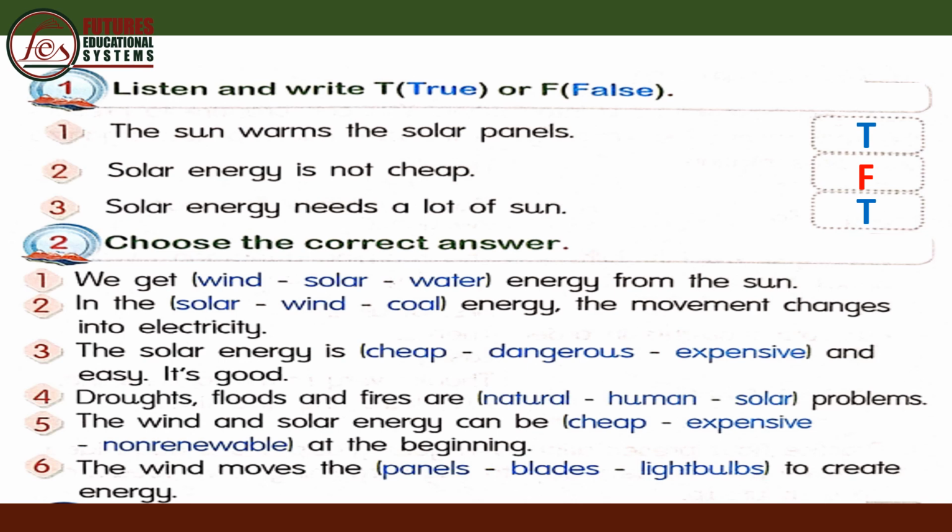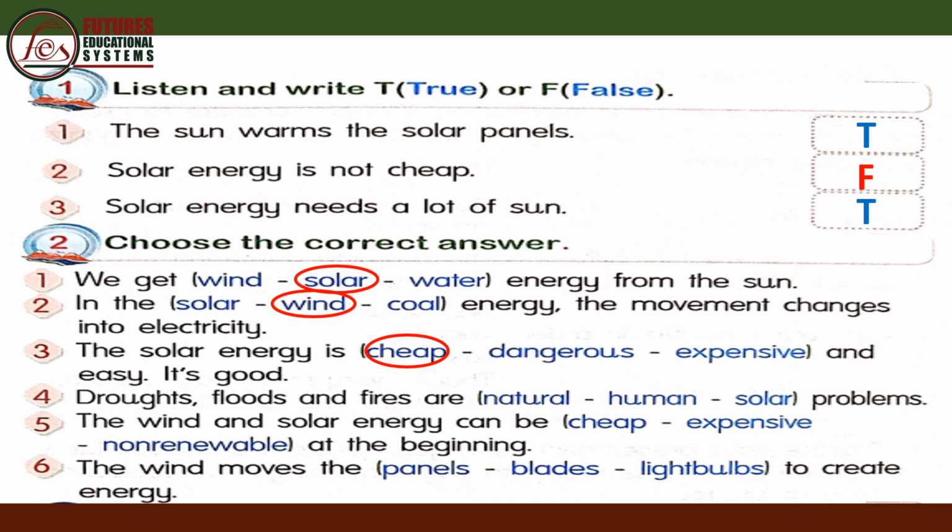Choose a correct answer. Number one. We get wind, solar, water, energy from the sun. Yes, the correct answer is solar. Number two, in the solar, wind, coal, energy, the movement changes into electricity. Good answer. Wind. In the wind energy, the movement changes into electricity. The solar energy is and easy, it's good. The solar energy is cheap, of course.